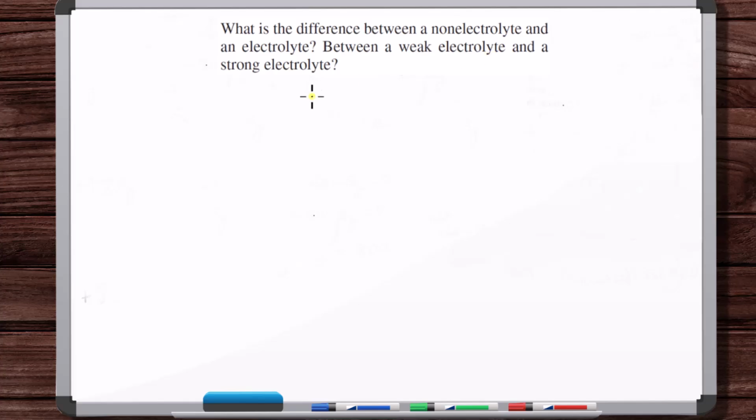Now, the difference between a weak electrolyte and a strong electrolyte: both of these are electrolytes. Both, when dissolved in water, conduct electricity. A strong electrolyte, like hydrogen chloride gas, every single molecule dissolves into H+ and Cl-. Every single molecule. That's what a strong electrolyte means.